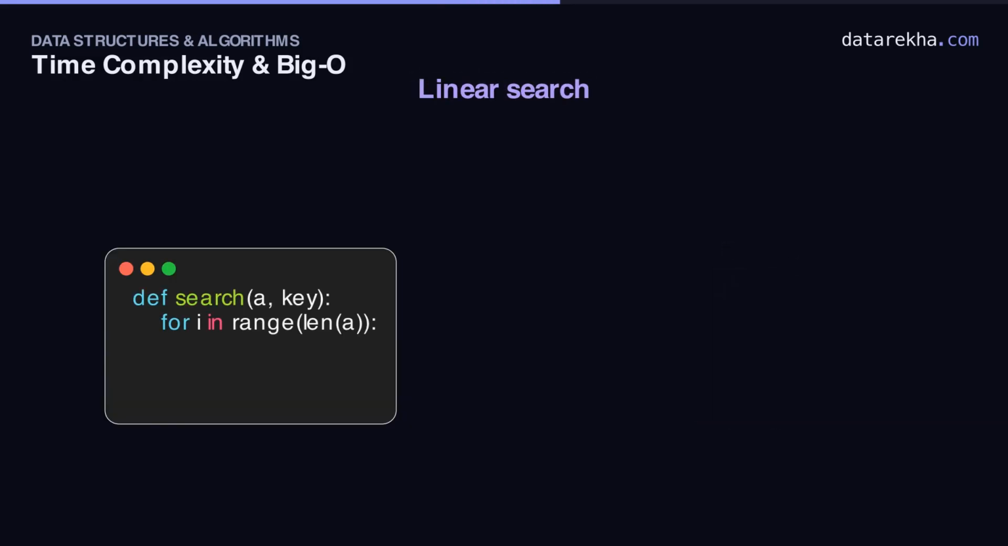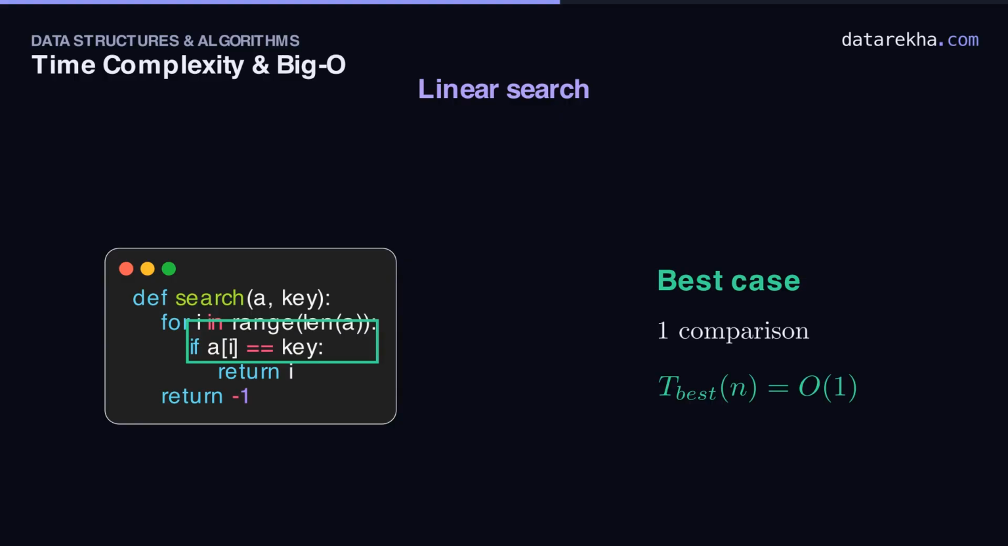Our first real example. Linear search in an unsorted array. Walk from the front. Compare each element to the key and stop the moment you find a match, or when you run off the end. Best case. The key sits at the very first position. One comparison and we're done. Completely independent of n. That is order 1.